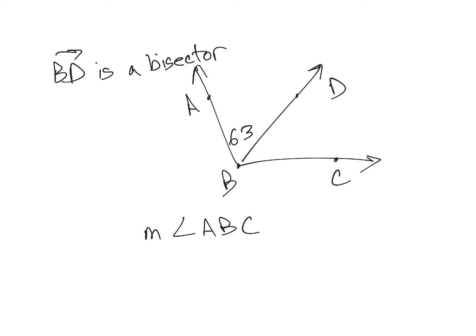So bisector means that the 2 angles are equal. So together they are 126 degrees. Let's see if you learned your lesson.